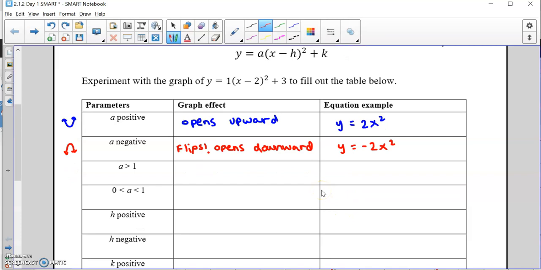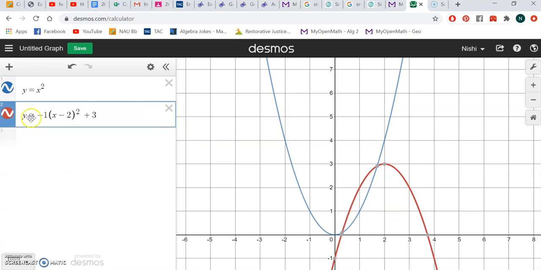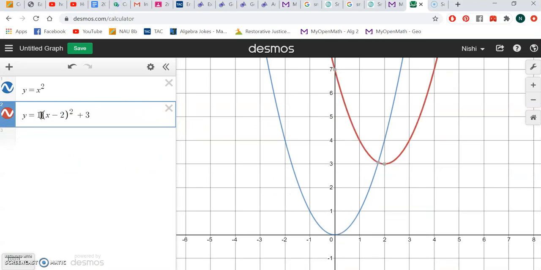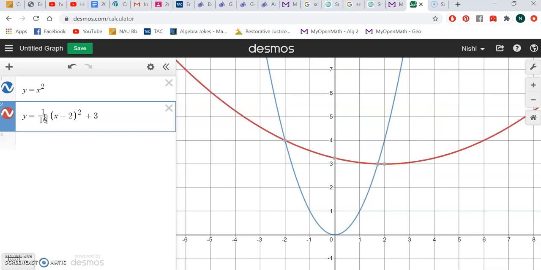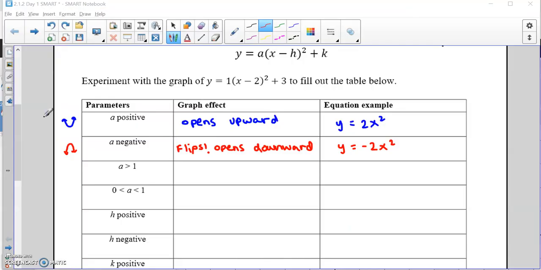All right. So next, let's actually explore the A value itself. Okay, if it is a number greater than 1, now in our equation here that we're playing around with, we have the number 1. If it's a number greater than 1, let's put 2, 3, 4, 5, 20. Okay, notice how it's getting skinnier. Okay. But when we put a number smaller than 1, like 0.5, 0.8, 0.9, 1/16, it gets really, really wide.